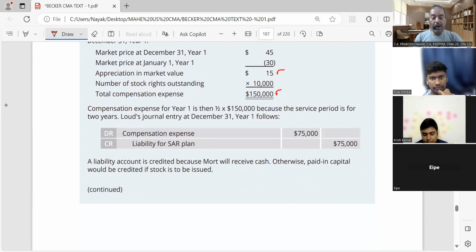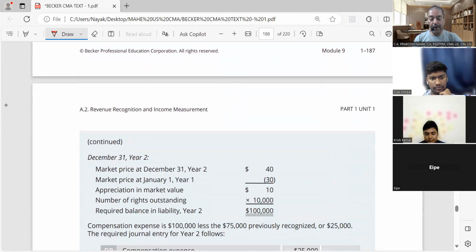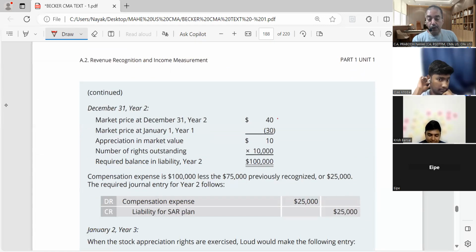The second year, what happens is that $40 is the market price. And if you go to see, $30 is the grant date price. So actual difference is only 10. And therefore the value should be only 1 lakh. Now listen to this. 1 lakh, if it was there, then it should have been 50,000 in the first year, and 50,000 in the second year.